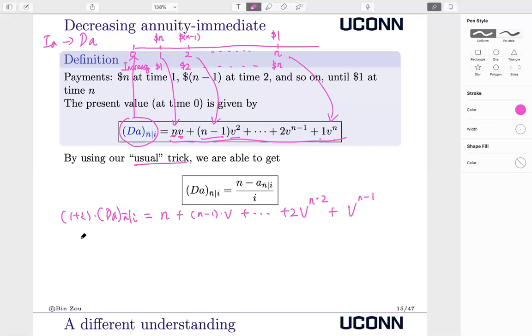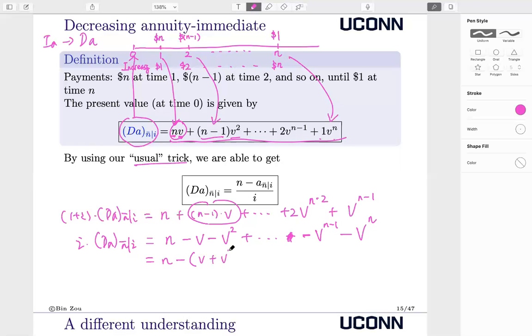Now let's do subtraction. On the left hand side we have this. And again we do the subtraction for the same order. So I get negative v, because it is short by 1. Then it's negative v squared, and it goes on, actually everything is negative, up to minus v to the n minus 1 and finally minus v to the n. So let's factor out the negative sign and put a bracket.